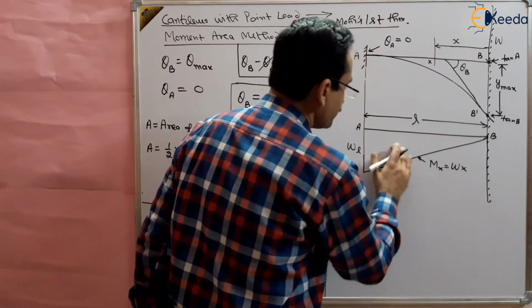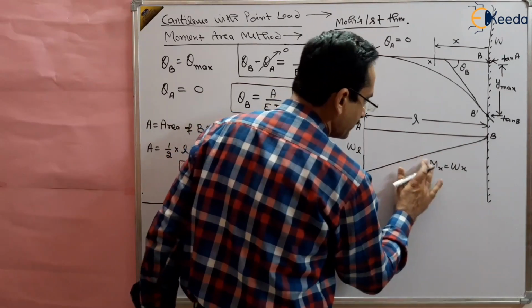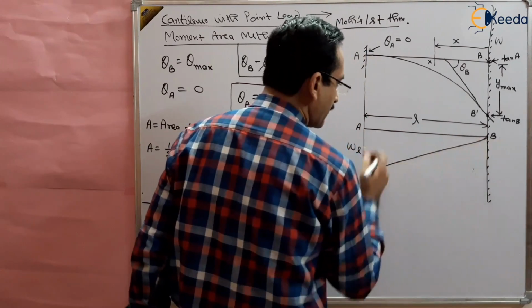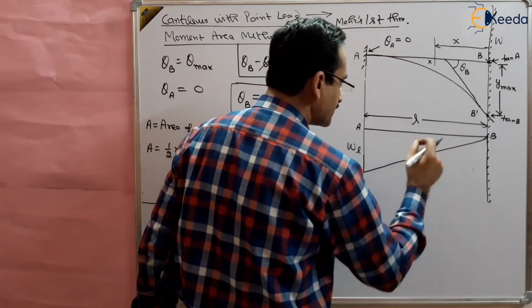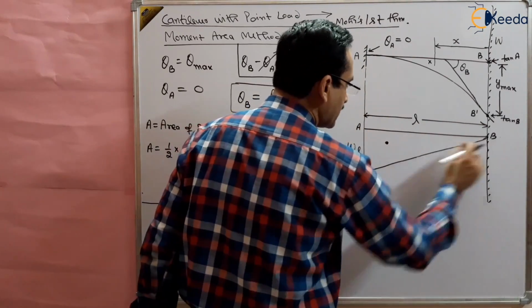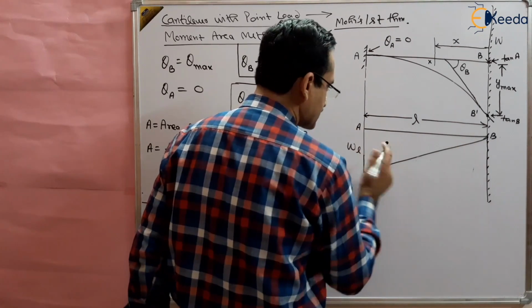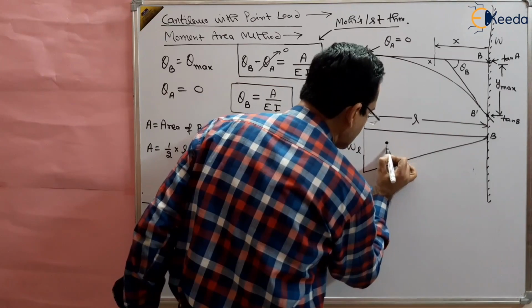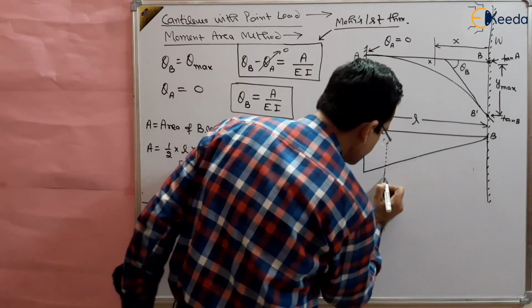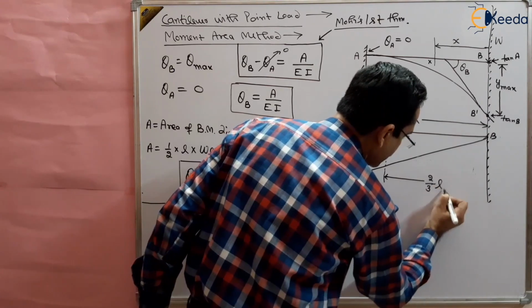You have to first find out the CG, the center of gravity, of this curve, the area of the Van Neumann diagram. This is the area of the Van Neumann diagram. So what is the center of gravity of this area? The center of gravity lies at 2/3 from the vertex and 1/3 from the base, right? So this distance is 2/3 of L, right?